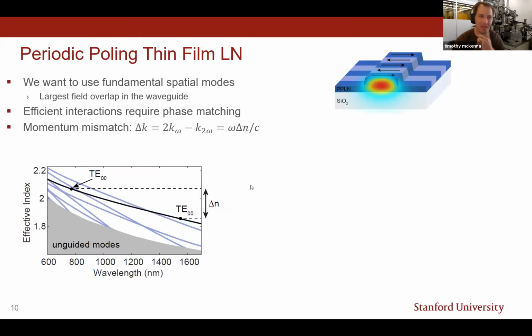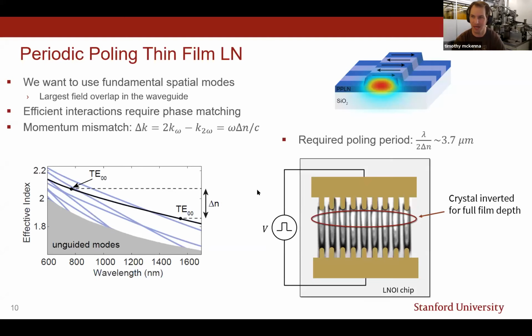Okay, so I mentioned that we have a periodically polled section. This is actually really important to this whole thing working. Basically, the polling lets us use fundamental TE modes, which have the largest confinement in the lithium niobate, and this lets us have the largest field overlap, which increases the interaction rate. So if you look at the effective index versus wavelength, you'll see that the black curve is for the transverse electric, the TE mode. And you'll see here that there's some difference in the effective indices at 1550 and at 780. And this difference needs to be compensated with periodic polling to achieve phase matched interactions. So the polling period ends up being about 3.7 microns.